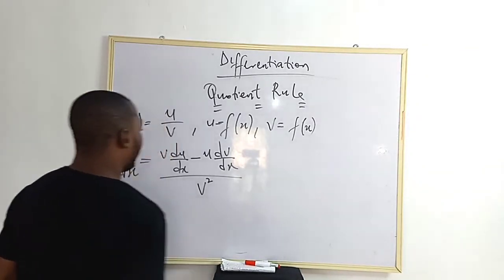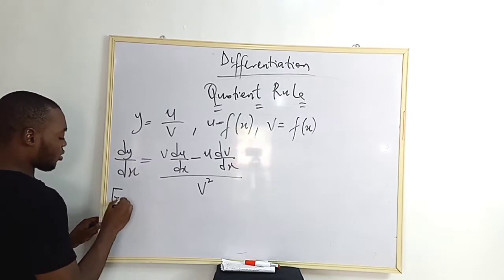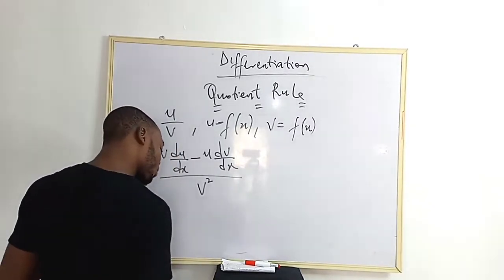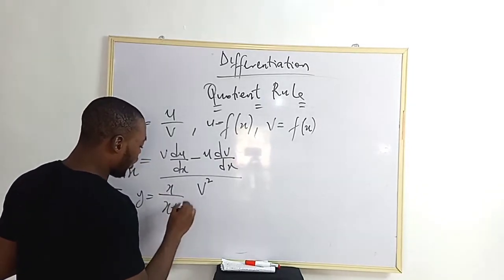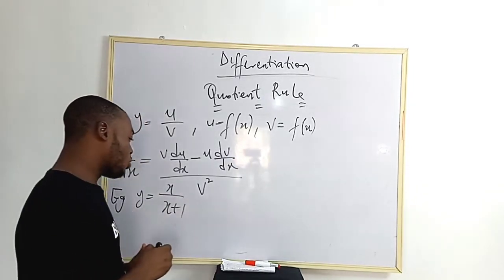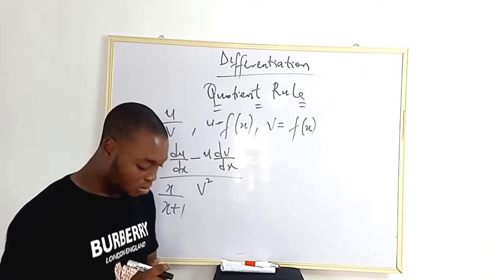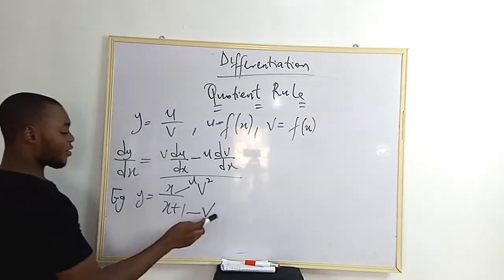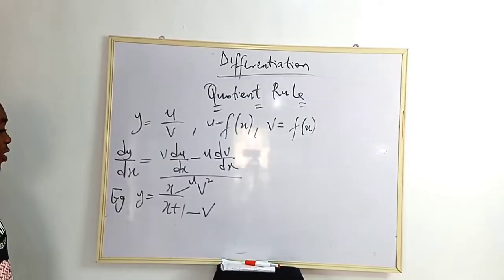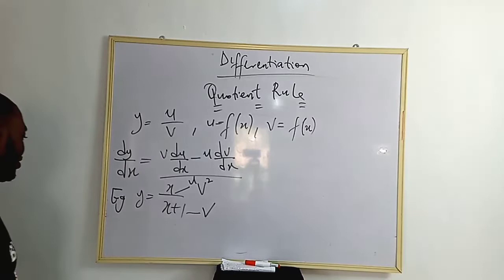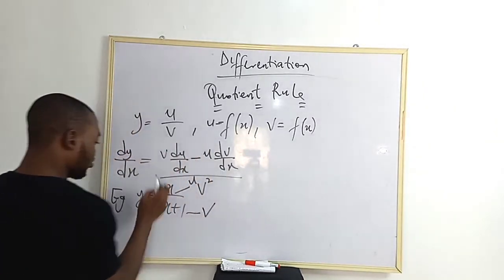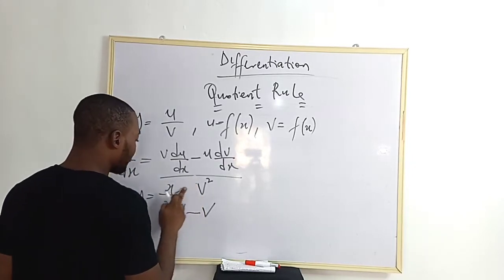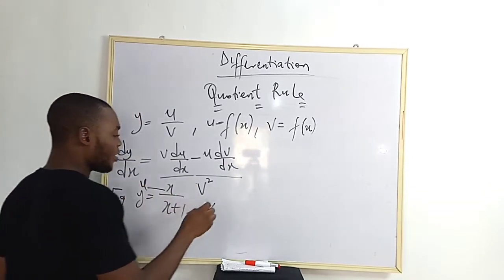An example of this is y equals x over x plus 1. How do you differentiate this? This is our u and this is our v. To apply the rule, you pick v. v is x plus 1. Don't confuse this: u is x and v is x plus 1.